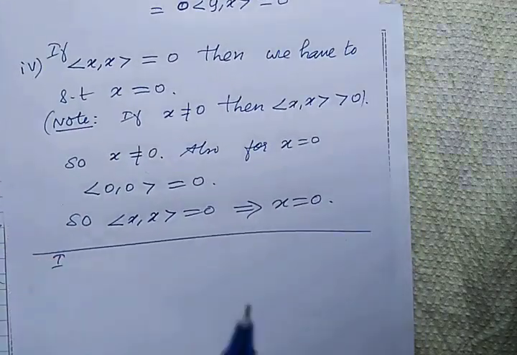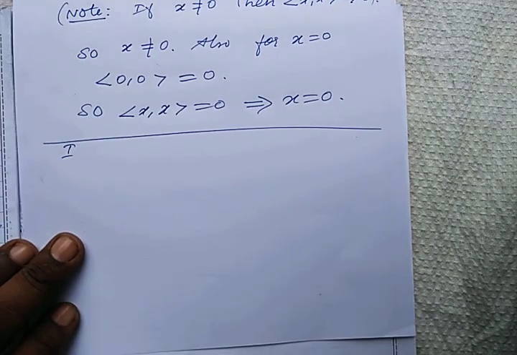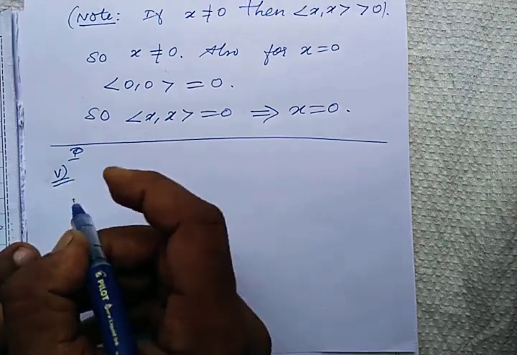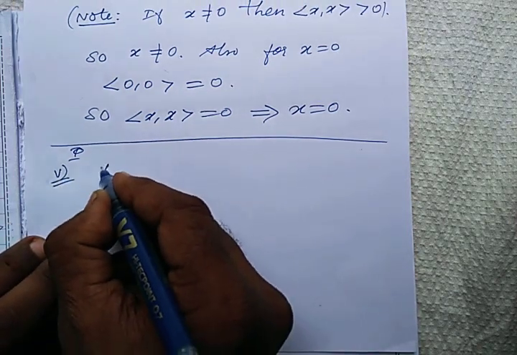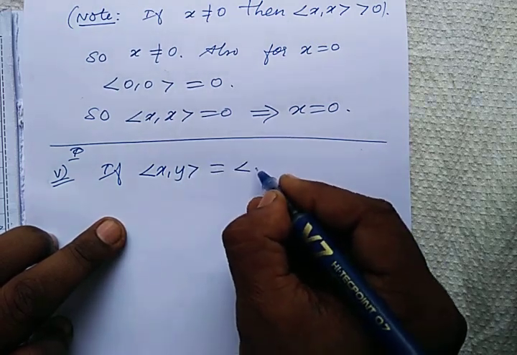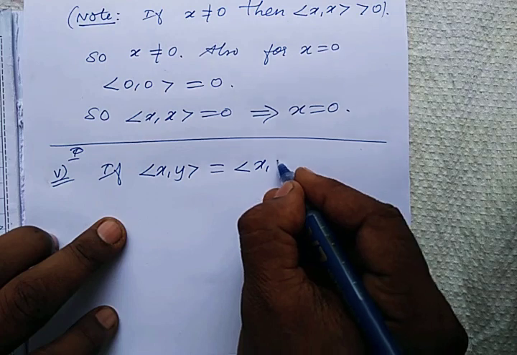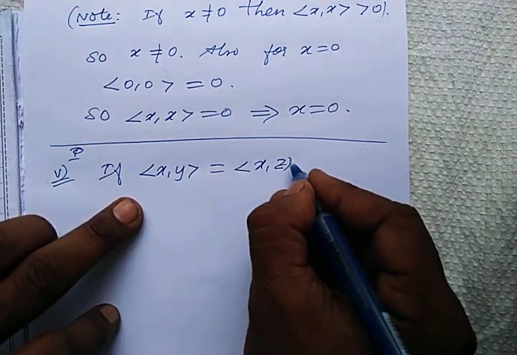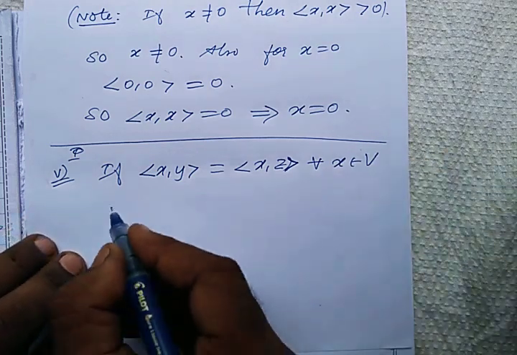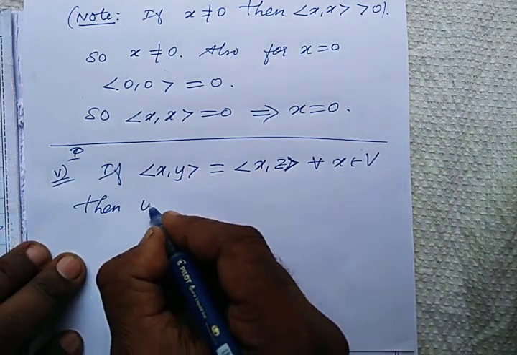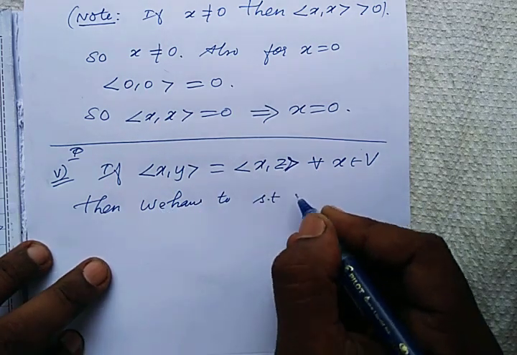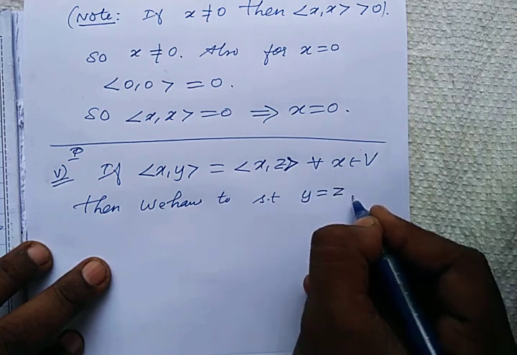Let us prove the fifth one, so important one. What is the fifth one? If inner product of x comma y is equal to inner product of x comma z, if these two are equal for all x in the vector space V, then we have to show that y is equal to z.